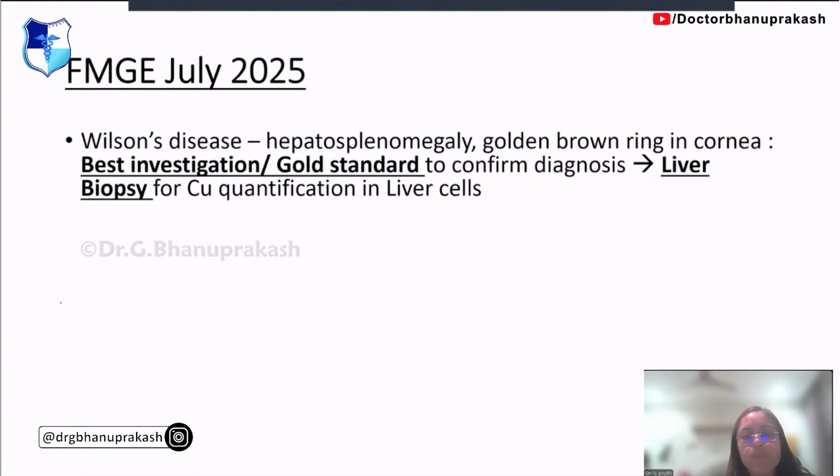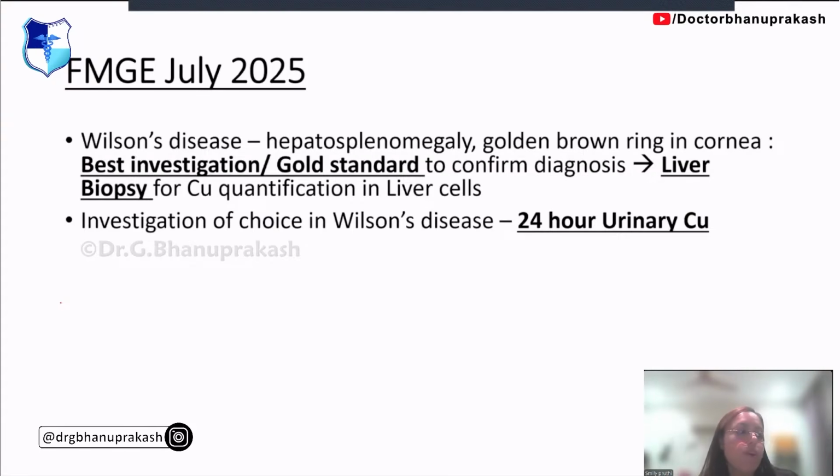Wilson's disease, hepatosplenomegaly, golden brown ring in cornea. The best or gold standard investigation in Wilson's disease is obviously biopsy. Gold standard means very, very confirmatory. So we can see copper present in the liver cells, then it will be highly confirmed. So gold standard is liver biopsy for copper quantification.